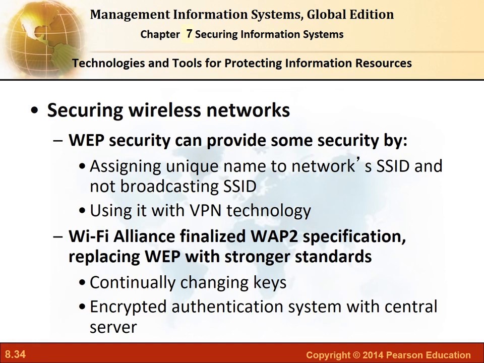This slide looks at the tools and technologies used to secure wireless networks. Wireless security is the prevention of unauthorized access or damage to computers using wireless networks. The most common types of wireless security are wired equivalent privacy, or WEP, and Wi-Fi protected access, WPA.